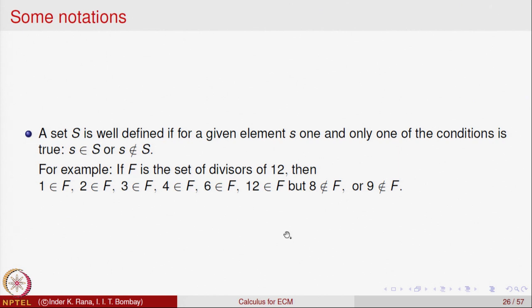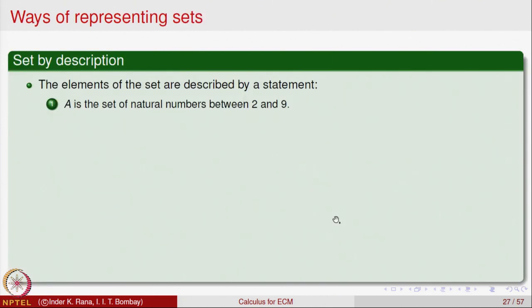A set is a well defined collection of well defined objects, and if an object belongs to it, we denote it by that symbol belongs, and if it does not belong, it is not in that collection, we write it by a slash through the belongs symbol. Okay. So, this is set by description, right. So, let us look at some more examples.